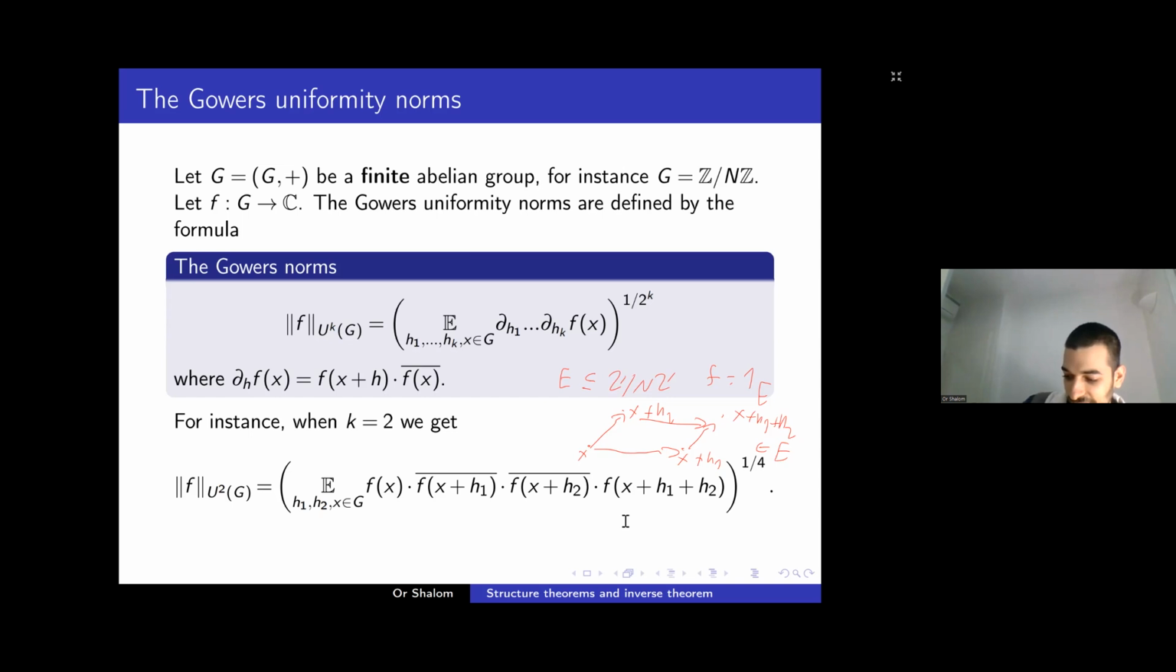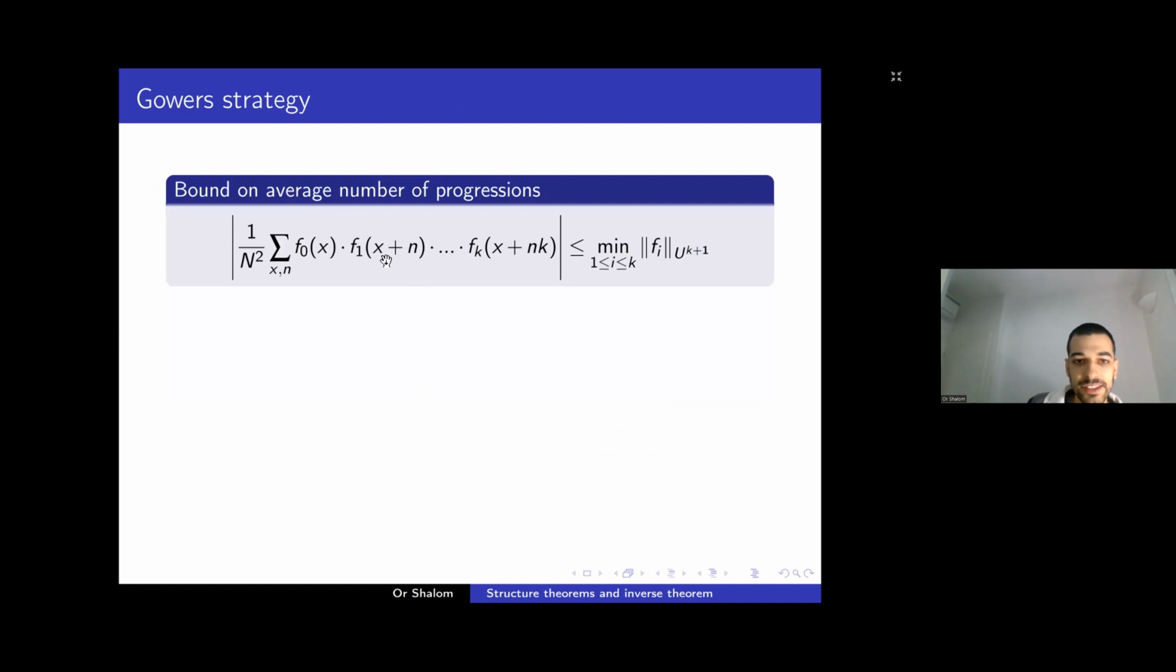So let me tell you exactly how Gowers' strategy works. Gowers' strategy relies on this inequality. On the left-hand side, we have the average number of arithmetic progressions. Here we are counting arithmetic progressions, and we can even take different functions. This is less than or equal to the average number of parallelepipeds. To prove this inequality, one uses the Cauchy-Schwarz inequality multiple times. And once you have this inequality, this is the strategy.